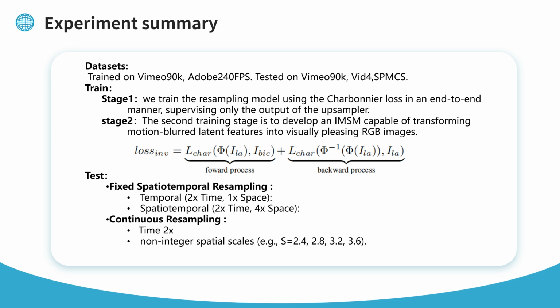For testing, we evaluated fixed spatiotemporal resampling, specifically 2 times temporal by 1 times space, and 2 times temporal with 4 times spatial, that is, time 2 times space 4 times. We also tested continuous resampling by fixing temporal scaling at 2 times and varying spatial scales with non-integer values like s equal to 2.4, 2.8, and so on.